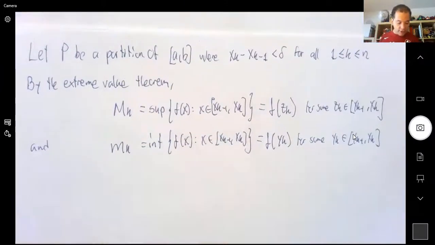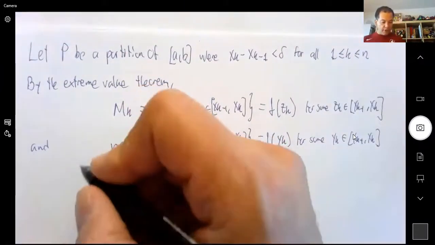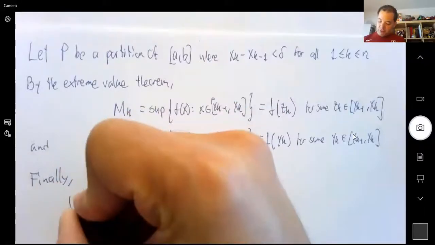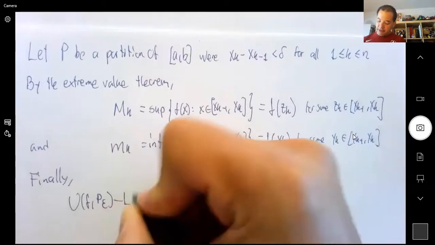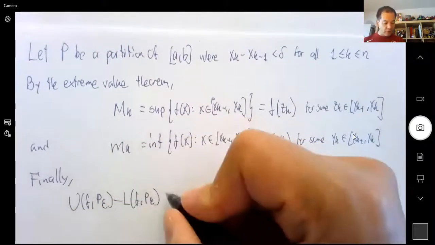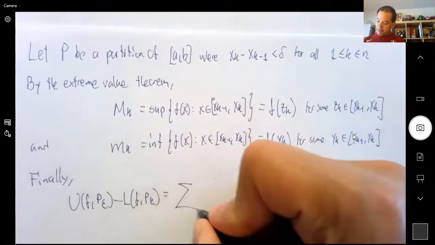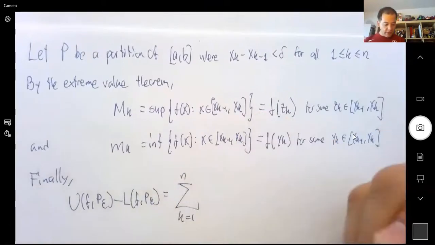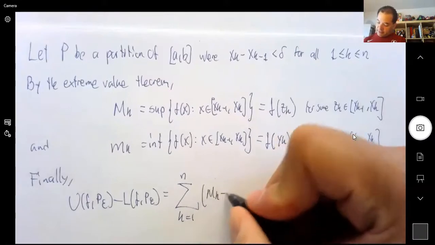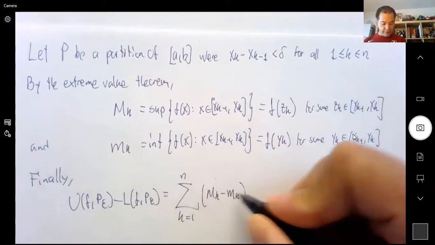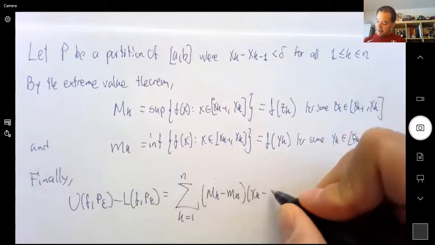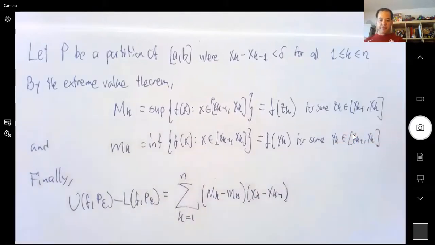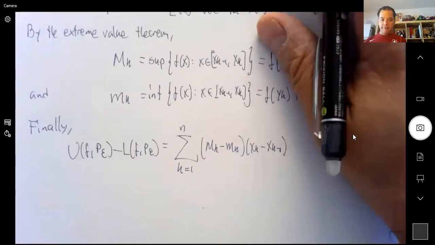We're going to calculate U minus L, and let's do it. So what is U minus L? It is U of f, P minus L of f, P: the upper sum minus the lower sum. Well, it's going to be a sum from k equals 1 to n of, if you put them together, capital M_k minus lowercase m_k times x_k minus x_{k-1}. Correct? Didn't do anything here. Now here's where I'm going to do something. See, what is capital M_k minus little m_k?